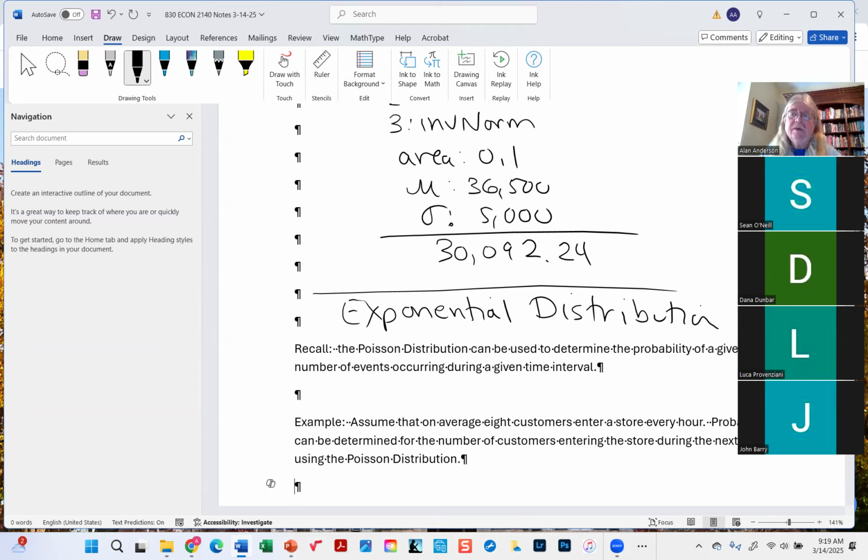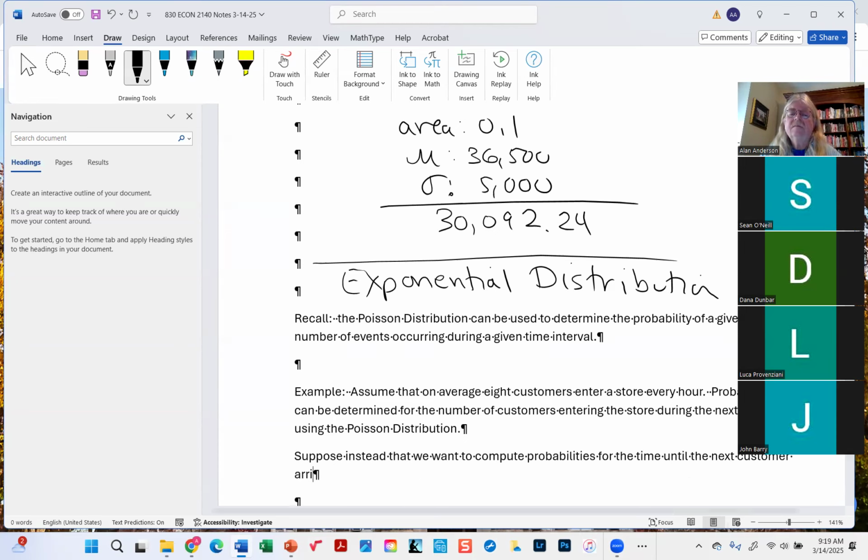But now here's where we can flip this around. Suppose instead that we want to compute the probability or probabilities for the time until the next customer arrives. That's a little bit different. Saying, for example, what's the probability that it will be 30 minutes before the next customer shows up?